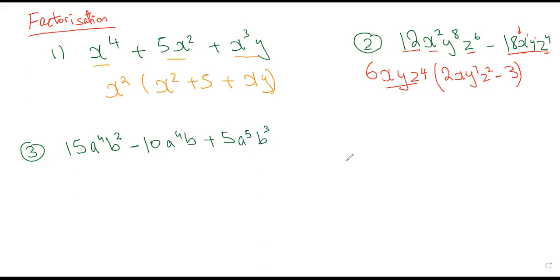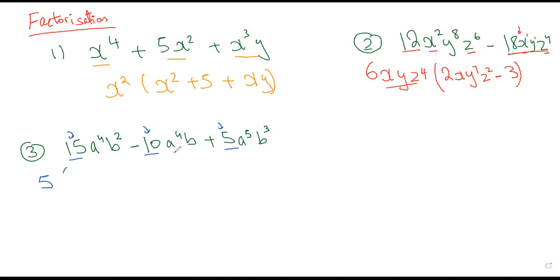Okay. Now you need to take out the common things. What do we have? We have numbers. Yes, we can take a number out. The biggest number is 5 because 15 is a multiple of 5, 10 is a multiple of 5, and 5 is also a multiple of 5. Okay. What else can I take common?